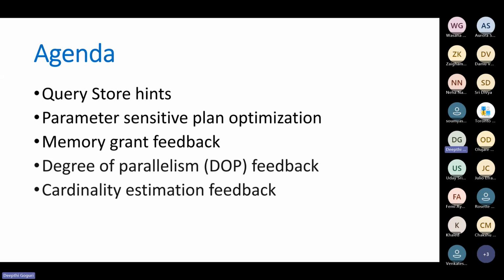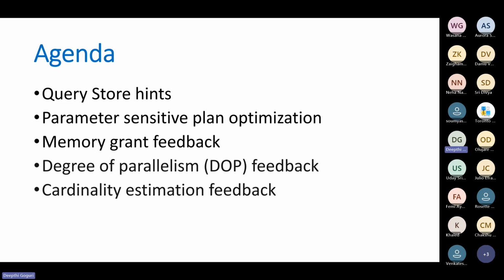And there are a couple more IQP features that we are going to talk about in this session: parameter sensitive plan optimization, memory grant feedback, DOP feedback, and cardinality estimation feedback. All of these last four things you are seeing are intelligent query processing features, which are advanced in SQL Server 2022. They have been there before, but now they are advanced.